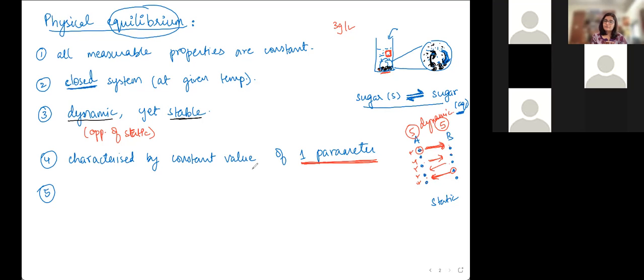Okay. Fourth point, it is characterized by the constant value of one parameter. So if I take the team example only, the parameter is the fact that each team should have 5 people. So that parameter is not changing, but the individual members are changing. There is movement going on, the exchange is still taking place. So the parameter can be something like pressure, temperature, concentration, or number of moles. It varies from process to process.